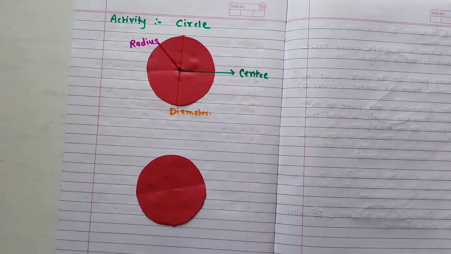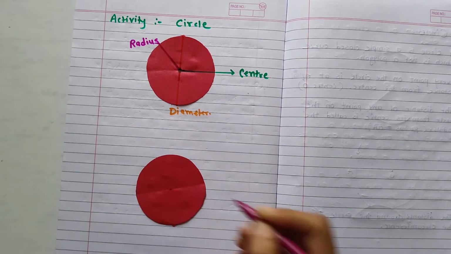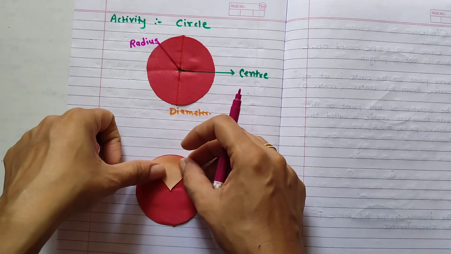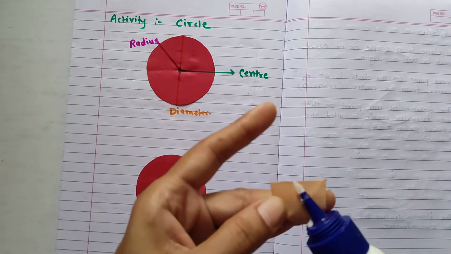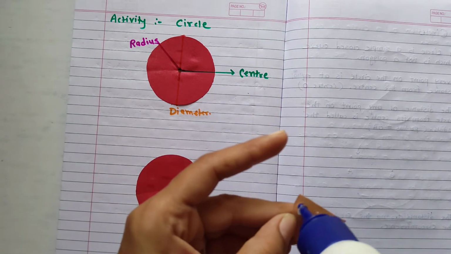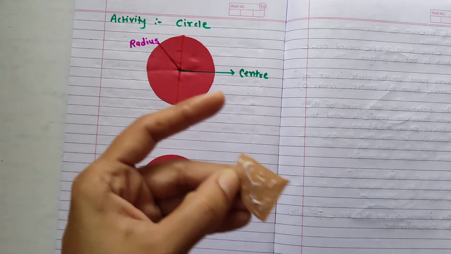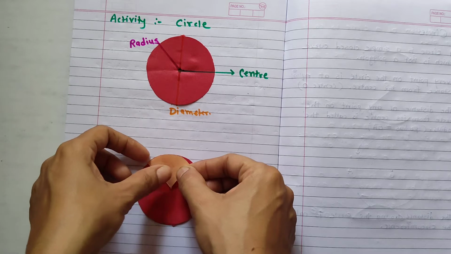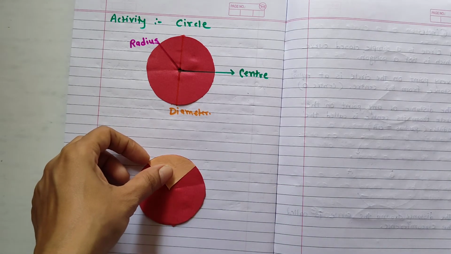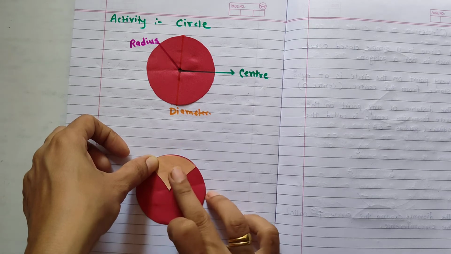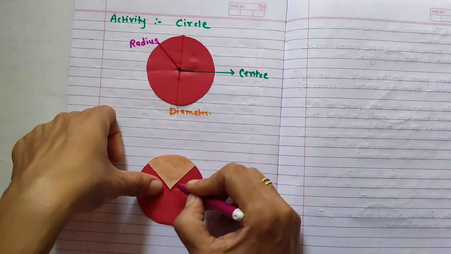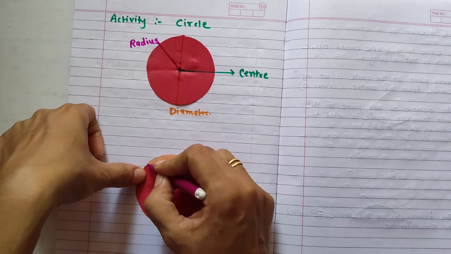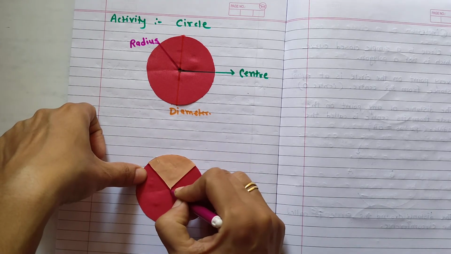So again you have to indicate here the center point. Okay, and from the center point you have to stick this part. Okay, so here this is the sector of the circle. So I stick it here. Okay, this is the sector. Then you have to write the name. You have to draw, this is one radius, then second radius. Okay, and this is your center point.